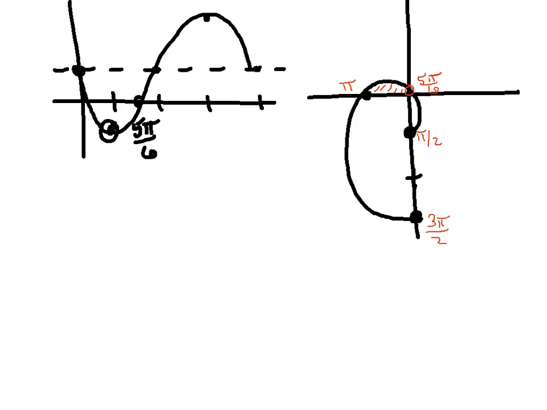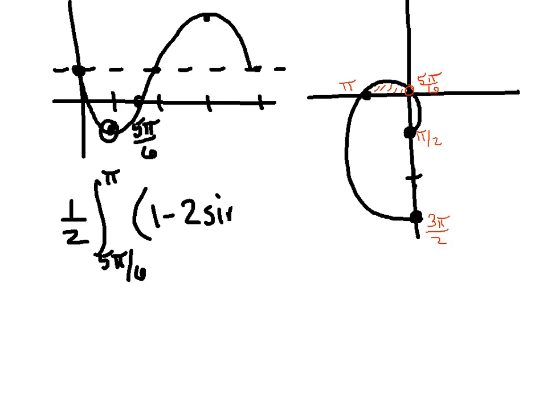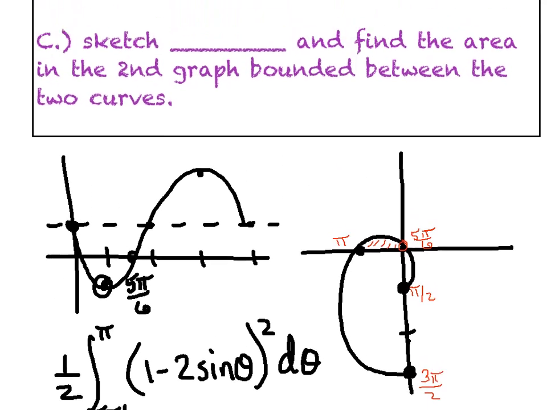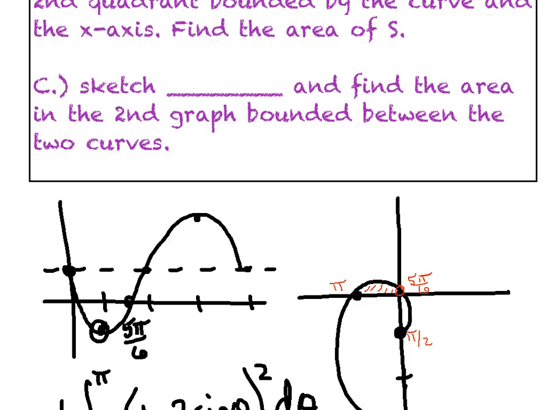We know that it's going to be 1/2 the integral from, now the bounds, that region starts at 5 pi over 6, and it ends at pi, and then the curve is simply 1 minus 2 sine of theta. We'll wrap it up, we'll square it, we'll throw our d theta on there, and that represents the total area of that little shaded region. Okay, so we got part B done. That was a piece of cake. Now for part C. This is the big bear.